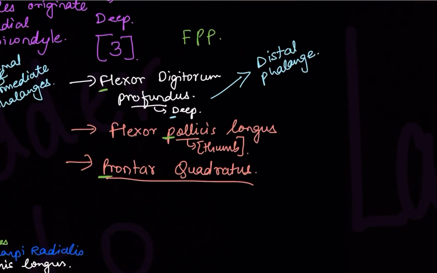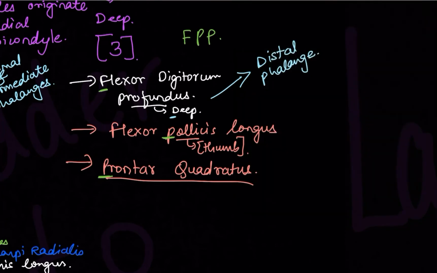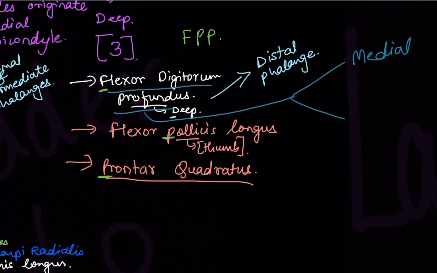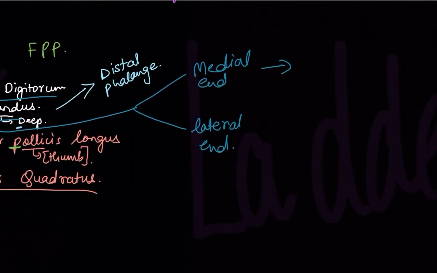There is one more thing that you should know about this FDP, flexor digitorum profundus. This muscle is having two parts. Okay, a medial part and a lateral part. Okay, medial end and lateral end. So this medial end is towards the medial side, which bone? You have the ulnar bone. So here the nerve supply is by ulnar nerve, and the lateral end is towards your radial side. So the nerve is radial nerve.